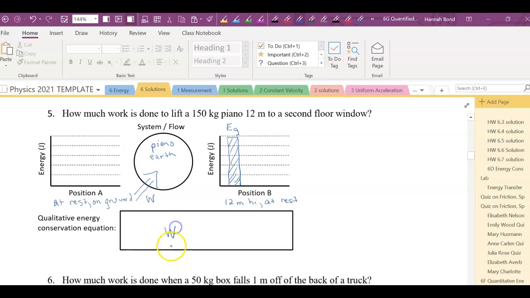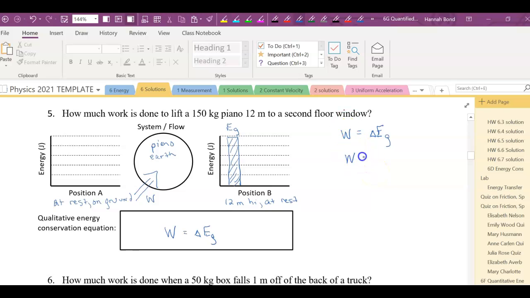So our conservation equation is that the work equals the change in the piano's gravitational potential energy. So in this case, I'm going to be able to infer what that work is by calculating the amount of energy that was transferred. Notice that this is different than in number 3. In number 3, the work was equal to the change in kinetic energy. Here, the work is equal to the change in gravitational potential energy. So work is just the transfer of energy. Energy is energy. So in different systems, the energy that's transferred may be stored in different ways.